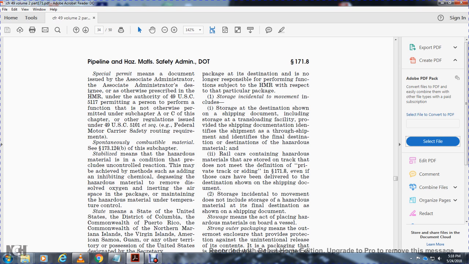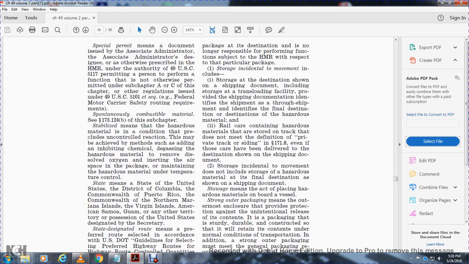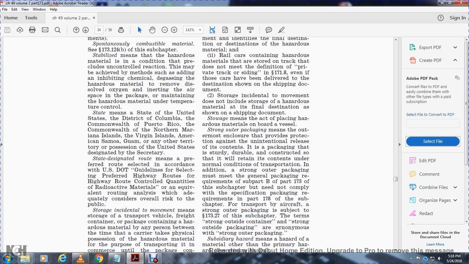Storage incidental to the move that does not include the storage of the hazardous material as final destination is shown on the shipping document. Storage means the active placement of the hazardous material on board of the vessel. Strong outer packaging means the outermost enclosure provided with protection against the unintentional release of its contents, and packaging that is sturdy, durable, and constructed so that it may be retained within the train, contained within the normal conditions for transportation.